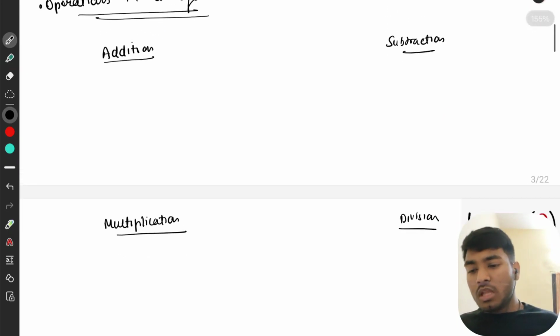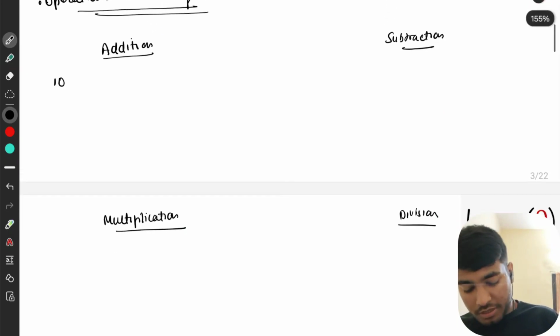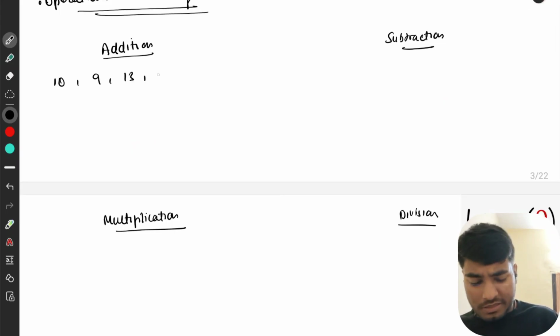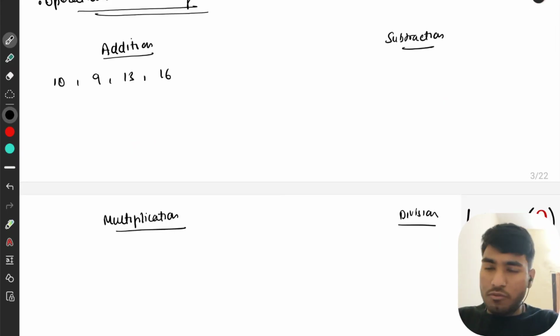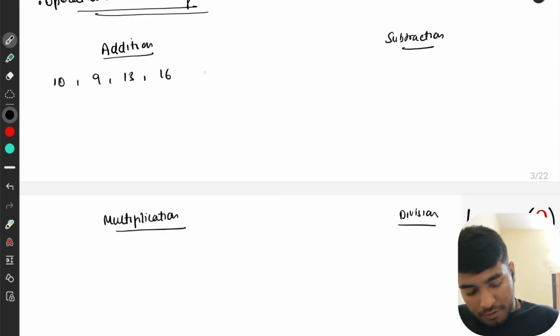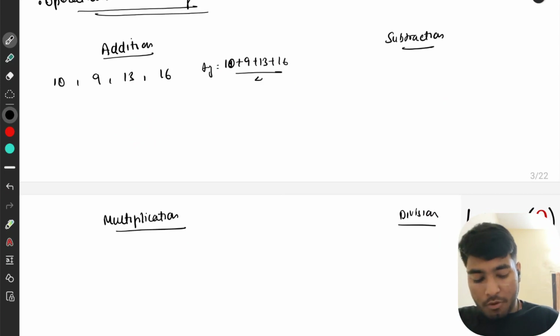Basically, let us say I am being given a number 10, 9, 13, 16. Okay, so I am being given the 4 numbers. Well, what is the average of these numbers? If I calculate the average, it is 10 plus 9 plus 13 plus 16 upon 4, because 4 numbers are given. So 10, 19, 19, and this is 29. So this will be equal to 48, 48 upon 4, that is 12. Okay, so the average of these numbers is 12.